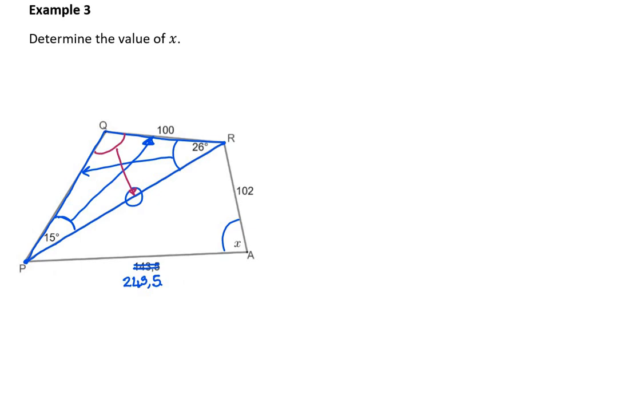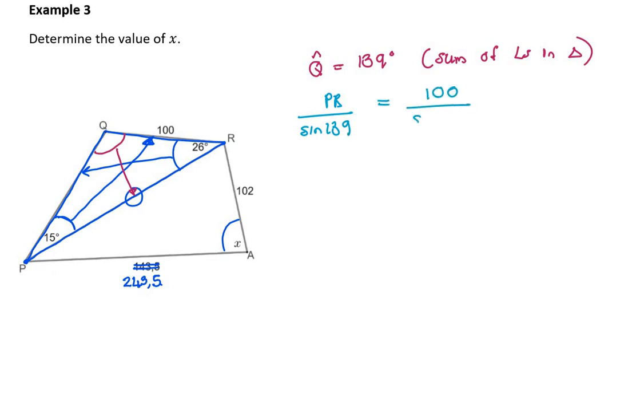So if I'm trying to find PR, I need to know angle Q. Fortunately, I know that the angles in a triangle add to 180. So I did 180 minus the two angles that were there, sum of angles in a triangle, and I get 139. Now that means I can set up the sine rule, because PR divided by sine 139 is going to be equal to 100 over sine 15, because that's the other pair that I knew. So once I've multiplied by sine 139 on both sides, I get PR is 253.